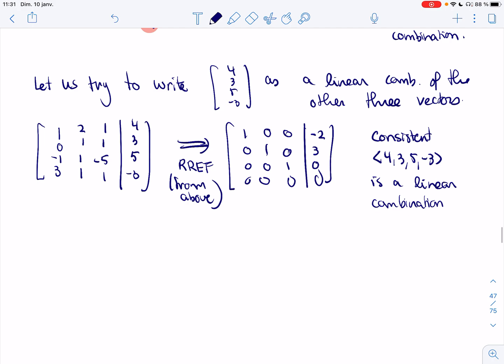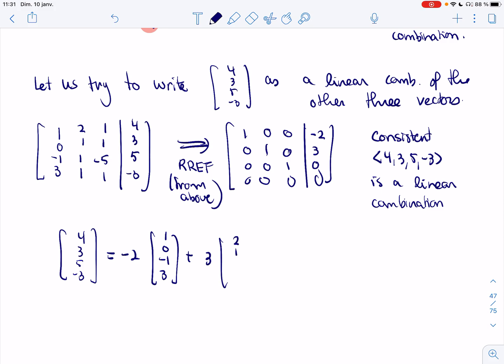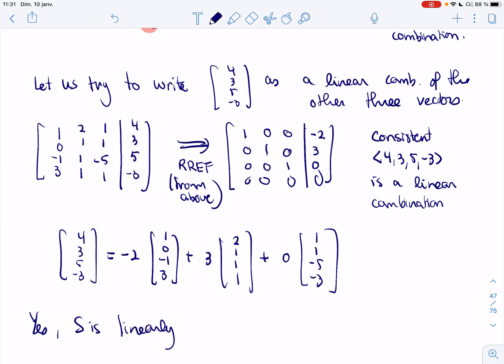In fact, let me write it. 4, 3, 5, minus 3 is minus 2 times 1, 0, minus 1, 3, plus 3 times 2, 1, 1, 1, and plus 0 times 1, 1, minus 5, minus 3. All right, so yes, S is linearly dependent.